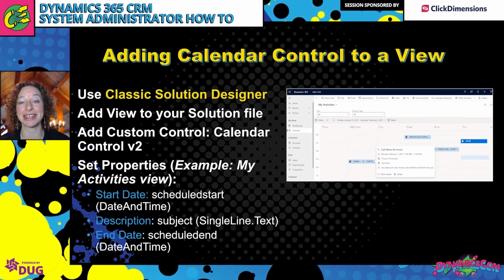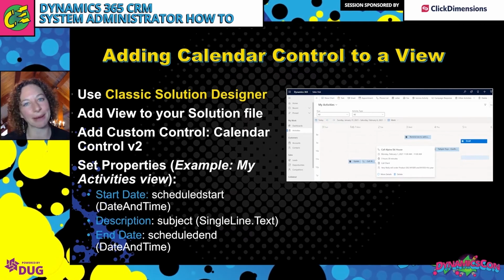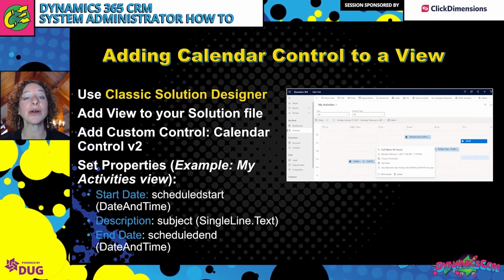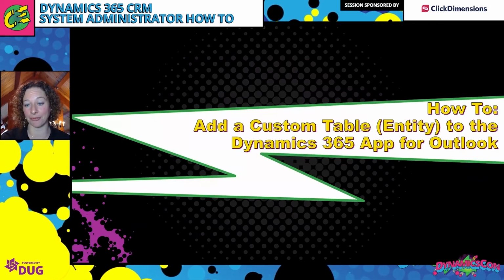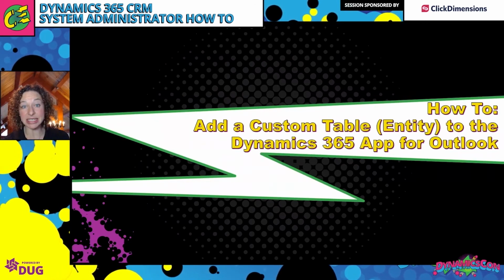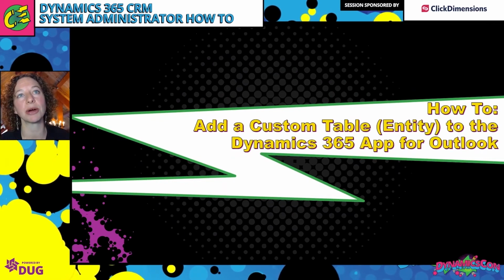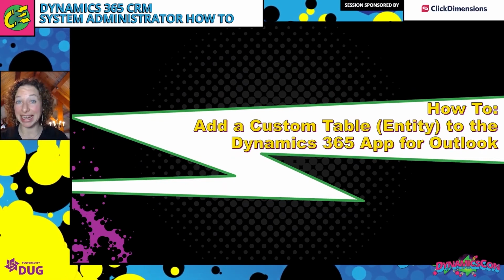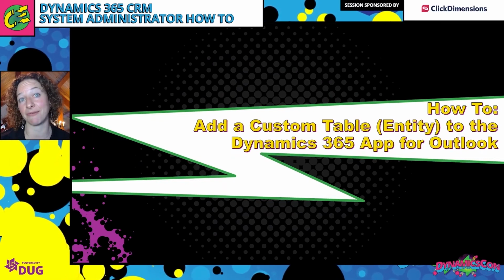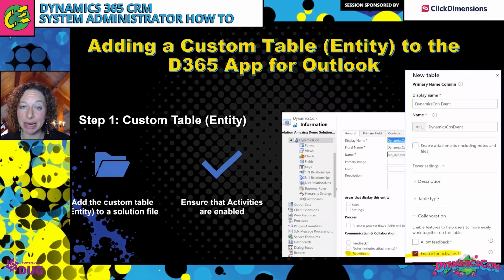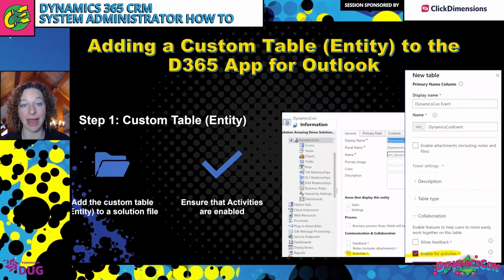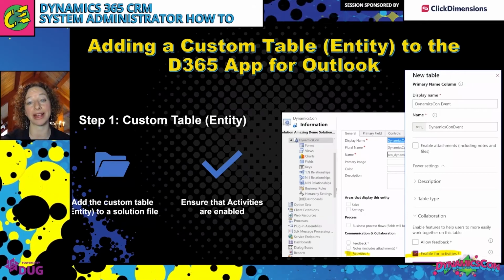I'm going to move on to the next one because, again, that has great step-by-steps that I'm going to show you. How to add a custom table or entity to your Dynamics 365 app for Outlook. This is a pretty cool one, and I know most people have a custom entity. So I added one that's called DynamicsCon event. The two things you need to do are add your custom table or your entity to your solution file and make sure that activities are enabled.